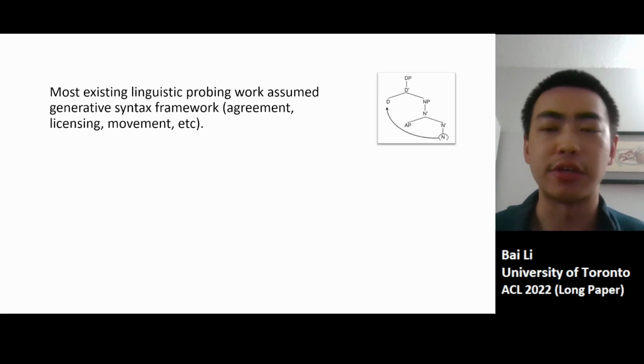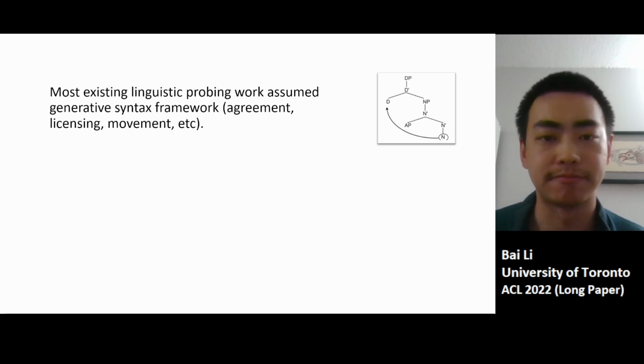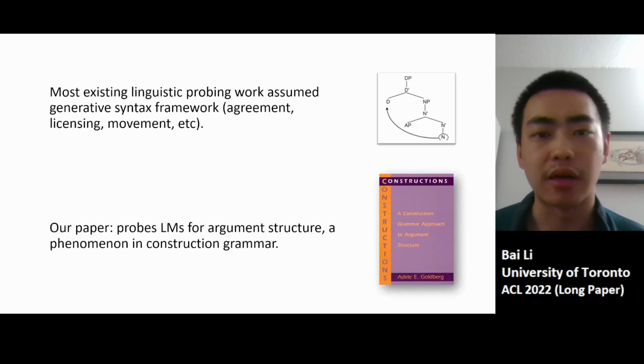Most existing work on linguistic probing assumes some kind of generative syntax framework. There's been a lot of work that probes language models for phenomena such as agreement, licensing, movement, and so on. In our paper, we probe language models for argument structure constructions, which is a phenomenon from construction grammar.